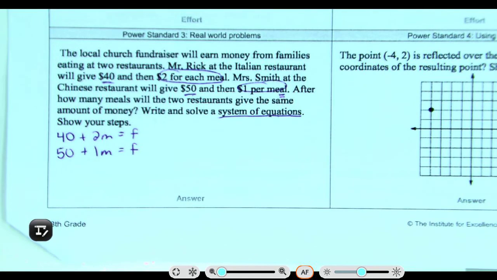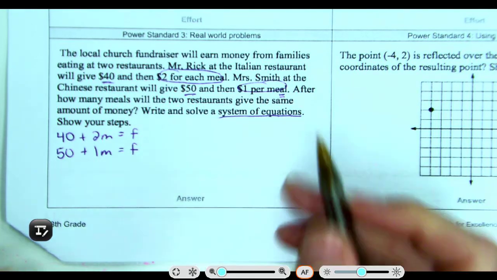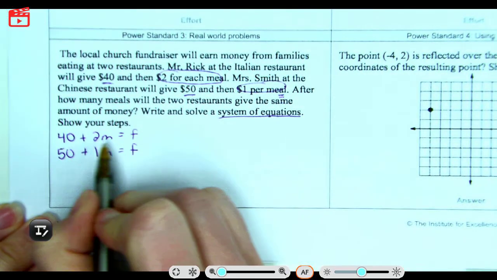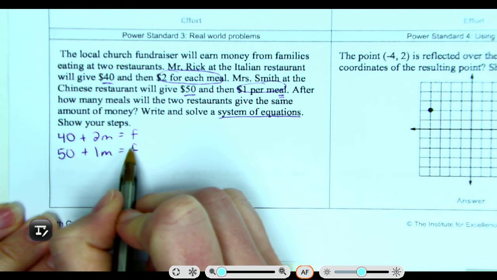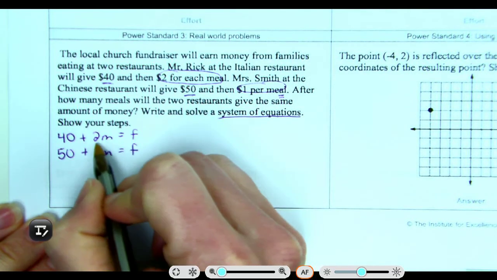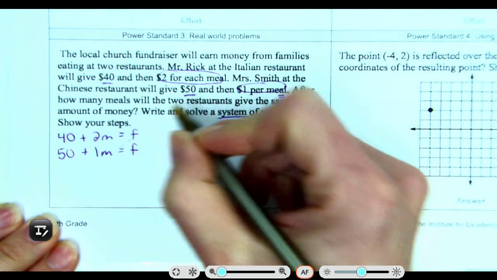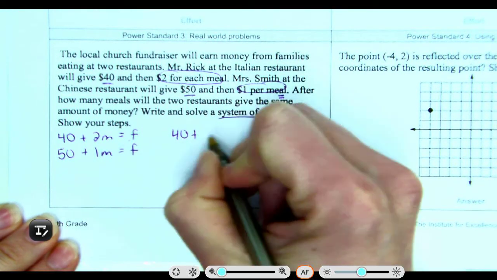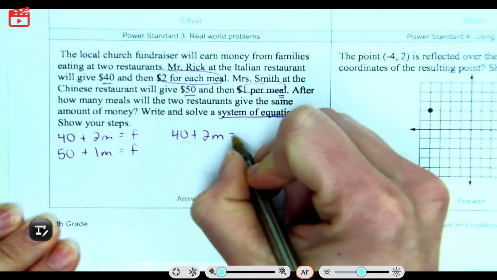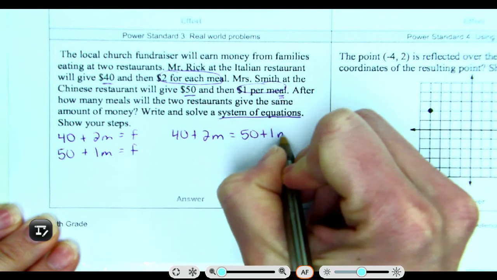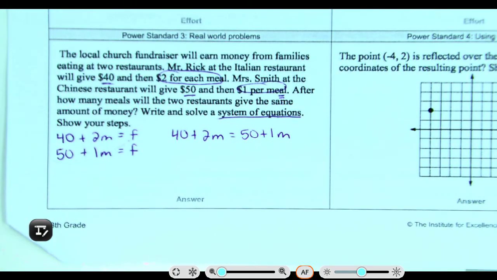Now, you can think of this as substitution. You can kind of just think of it common sense because we want them to be the same. They're both equal to F, so they have to be equal to each other. Or you can say, I'm going to take this 50 plus 1M here and input it in for F. However you want to think of it, we are using substitution to solve this system of equations.